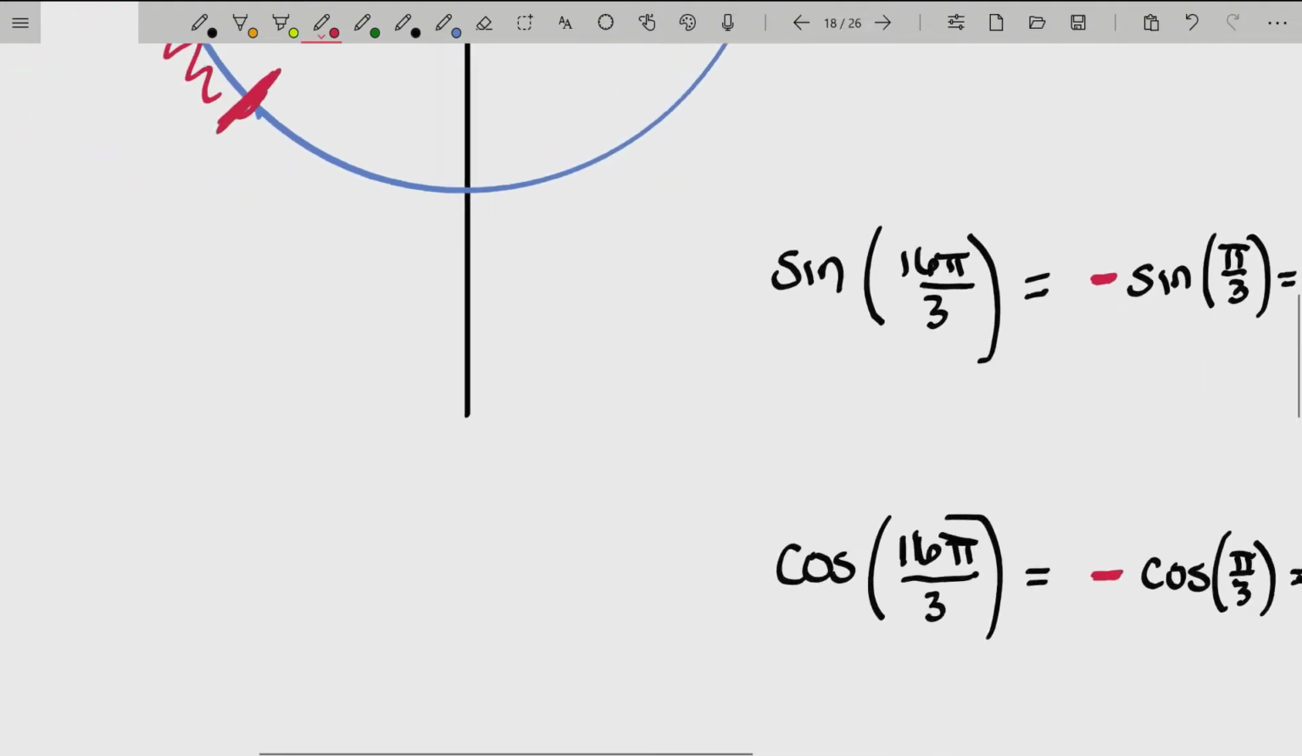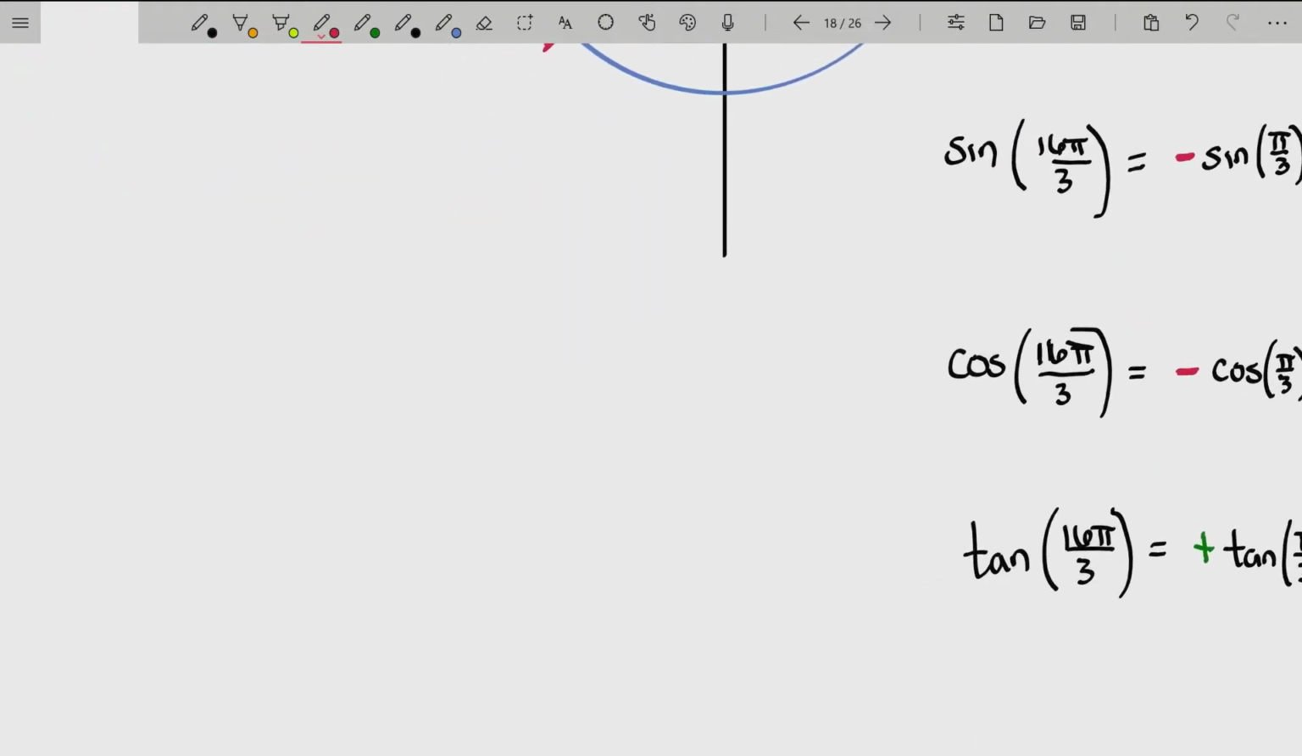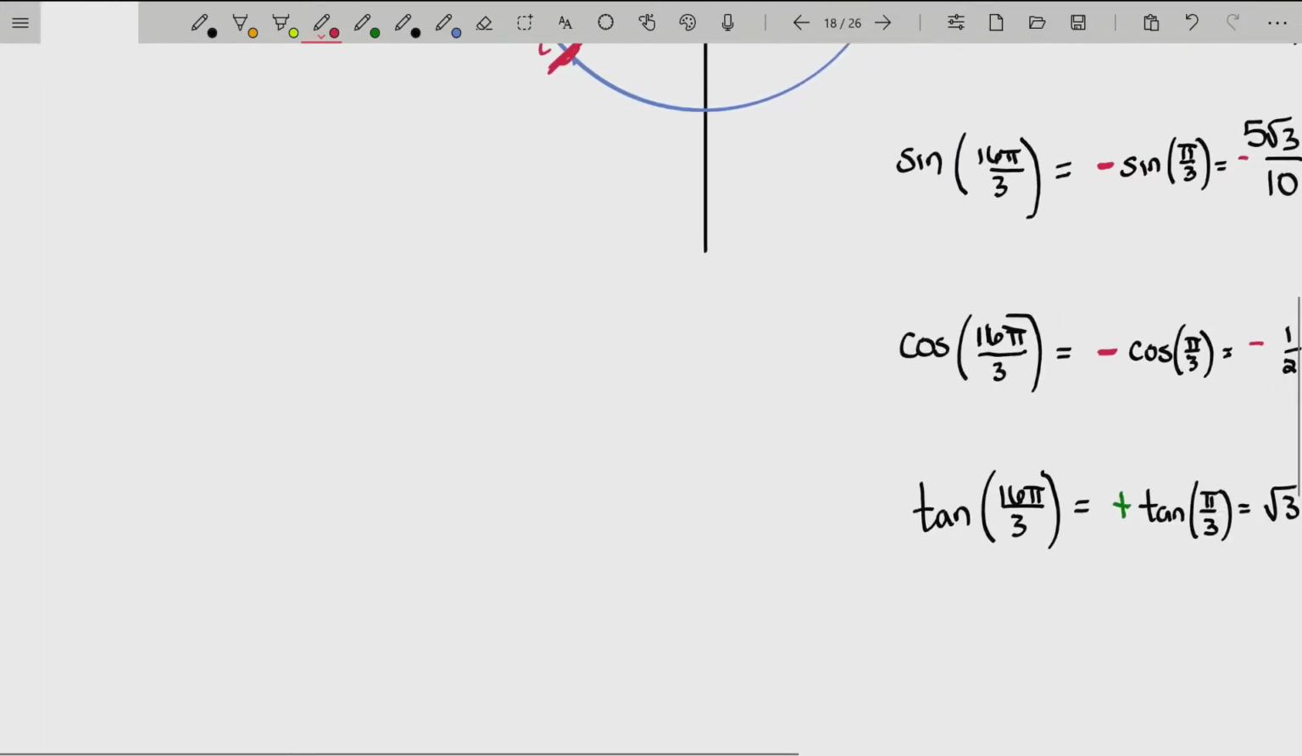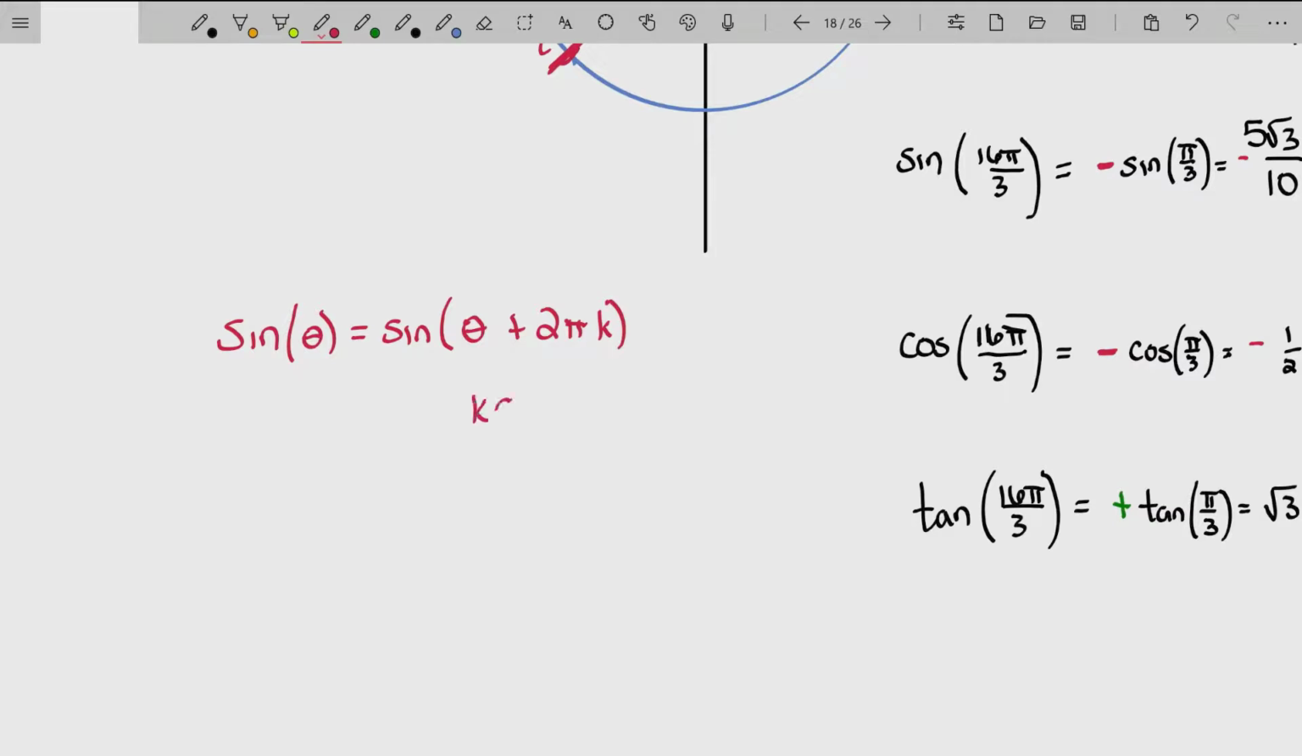So again, this is actually a theorem, but we're not going to label it as a theorem yet. But it turns out that sine of theta is the same thing as sine of theta plus any integer rotation of 2 pi, 2 pi k, where k is an element of the integers.